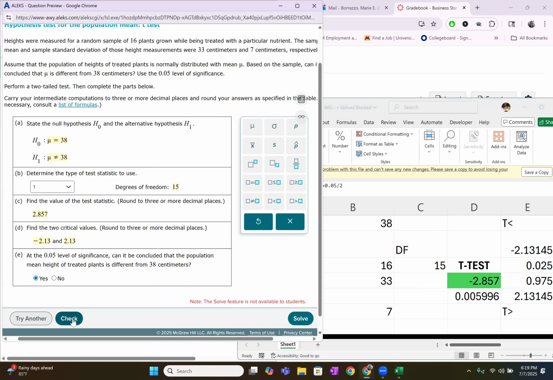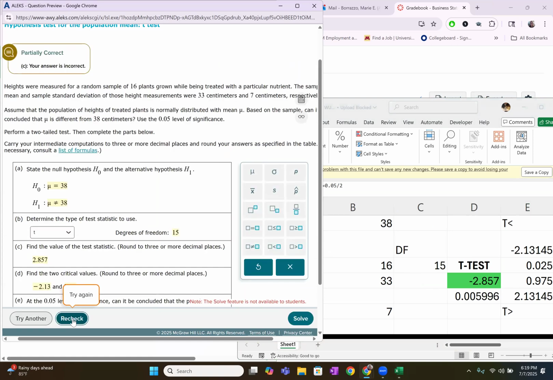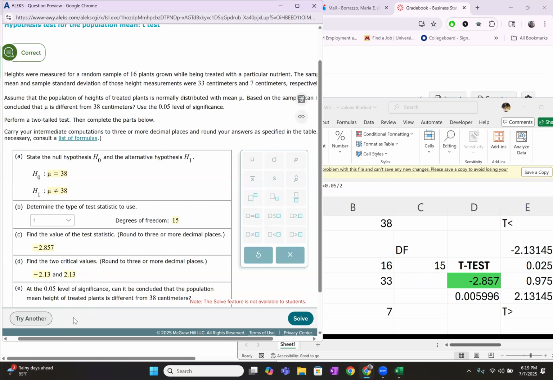Let's see if we're correct. They said C is incorrect. What is the test statistic? The value here is not negative. That's negative, yes, that's correct. Is that correct now? You see how we're good?